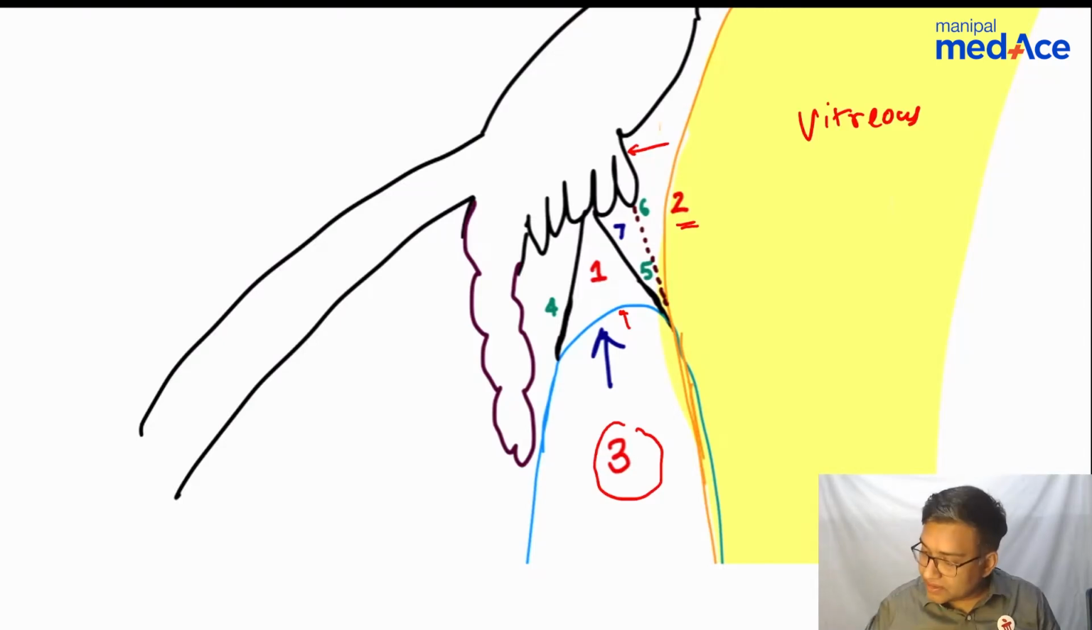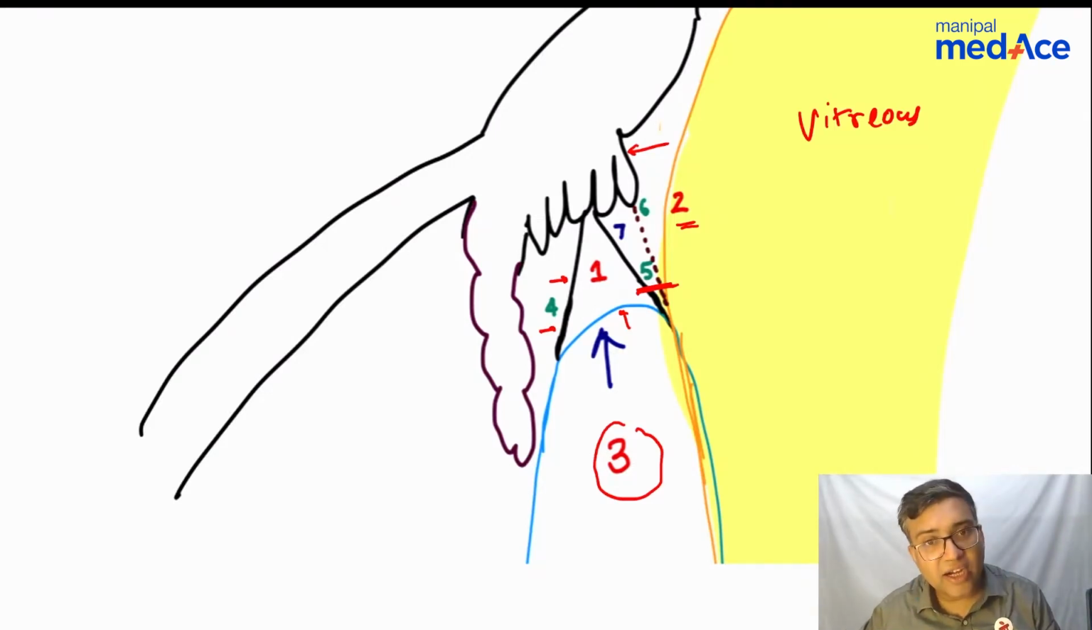Then you have zonules here. Number 4. Can you see these zonules? These are the pre-equatorial zonules. And similarly, this is my equator. This is pre-equatorial, and number 5 goes with the post-equatorial. So we have pre-equatorial zonules, then we have post-equatorial zonules, and there are a few zonules which join the ciliary processes and the hyaloid face. These are called hyaloid zonules.